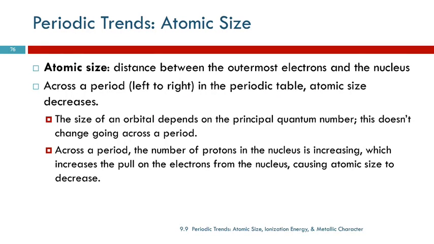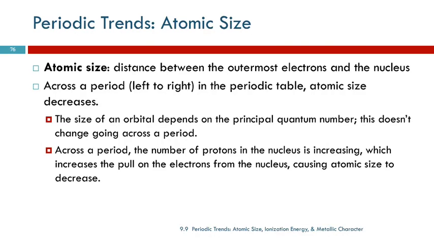Periodic trends. There are periodic trends in the table. These are not hard and fast rules. They're more generalizations, but they're useful, right? We use a lot of generalizations like this in everyday life. Sometimes they're called a rule of thumb.